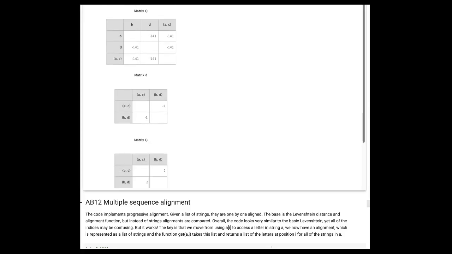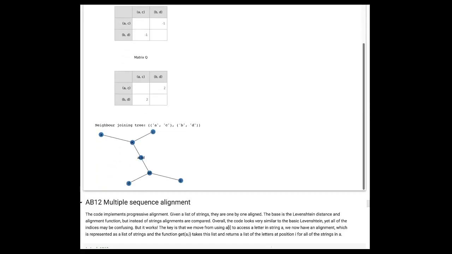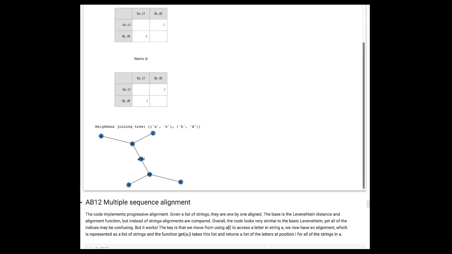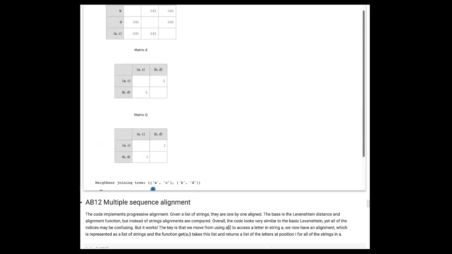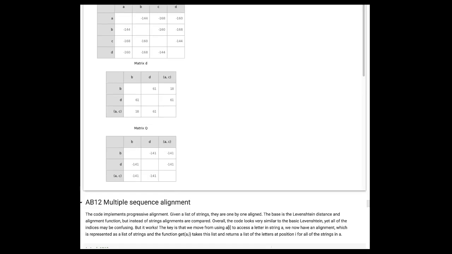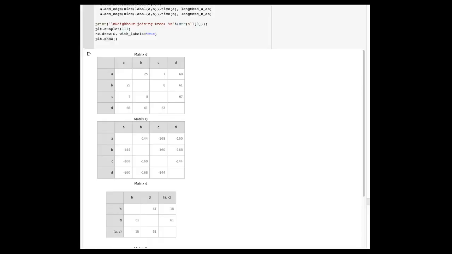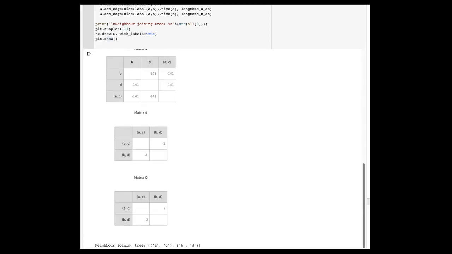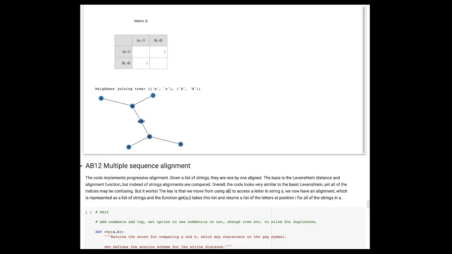And then we can look at the final Q matrix and the final tree. So AC got joined, B and D, and the distances were not all equal. Let's just look. Again, AC and BD, AC and B to D, and that was the final result over here.